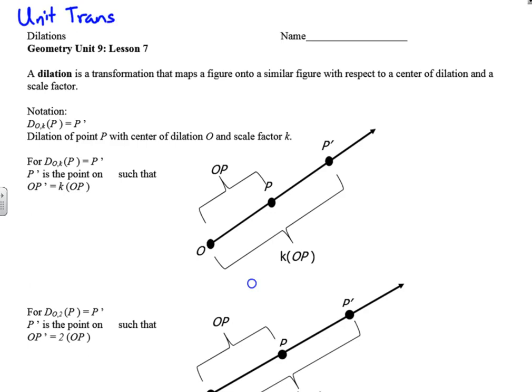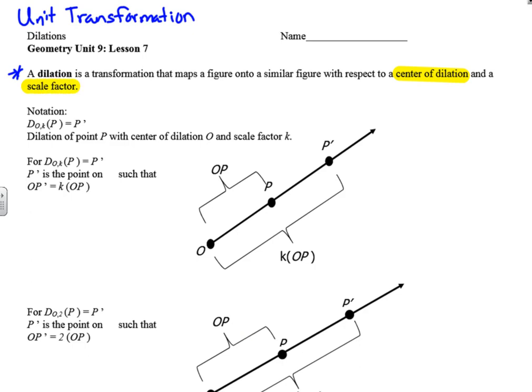And we're going to introduce a new transformation today called a dilation. A dilation is a transformation that maps a figure onto a similar figure with respect to a center of dilation and a scale factor. So those are the two components of a dilation: one is a center of dilation, and two is a scale factor.